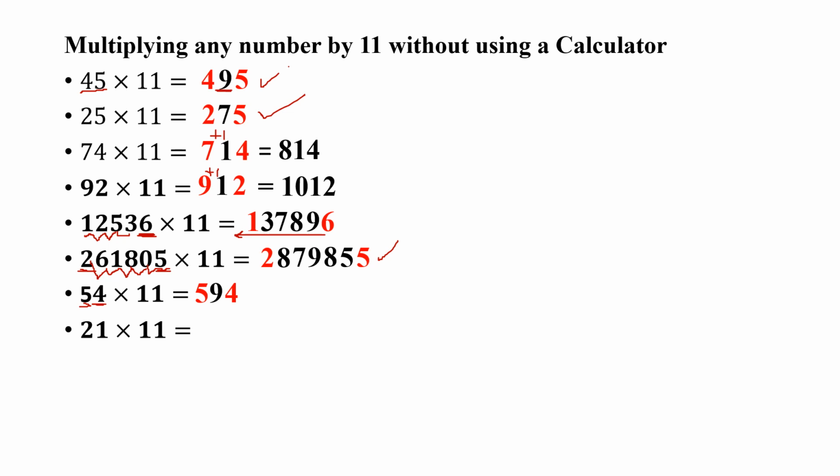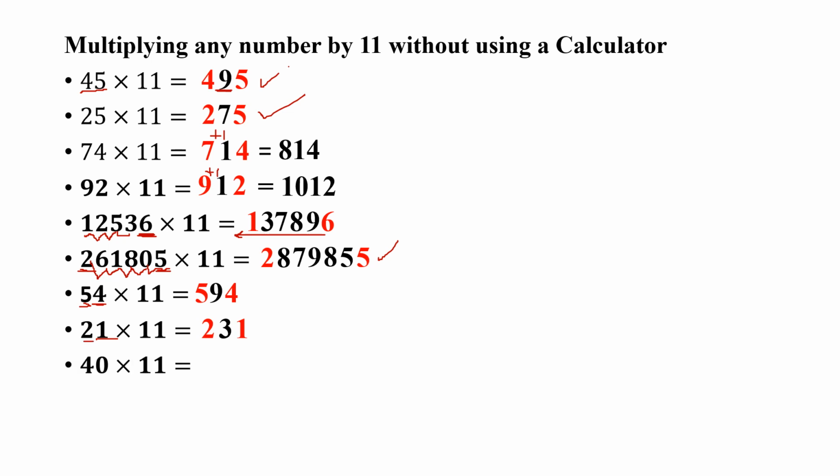We can also start with this one on the far right side like this. Then 1 plus 2 is 3. Then on the far left side we are going to write 2 as it is.